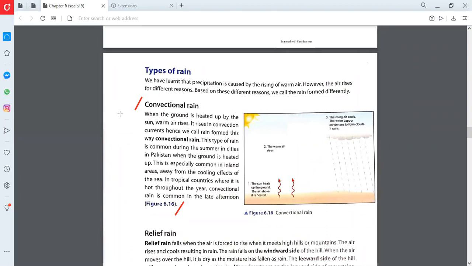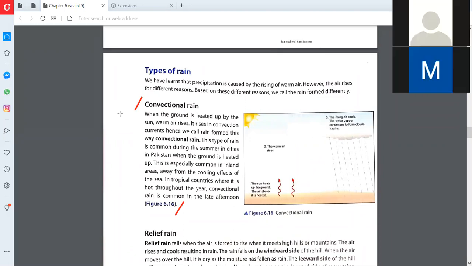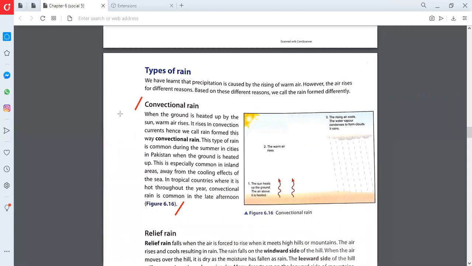Figure 6.16. Okay, so what did Asil read? Asil read that when the ground is heated up by the sun, as we know that when there is sunlight, the earth will be heated up. And when the heat is coming towards the earth, that heat will go upward in the form of water vapor. So the warm air rises, it rises in convection currents. Hence, we call the rain formed this way convectional rain.